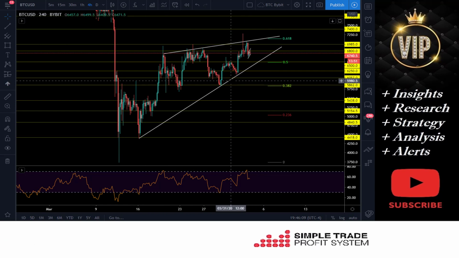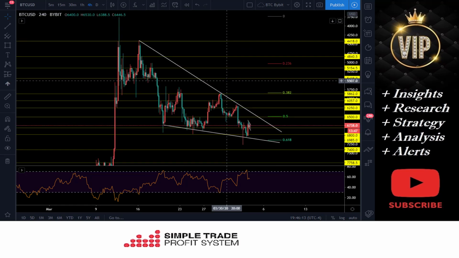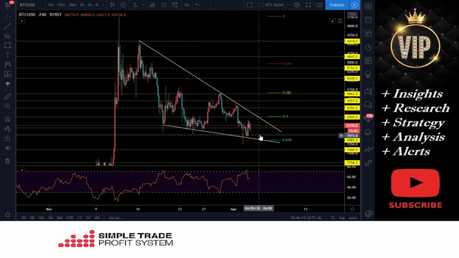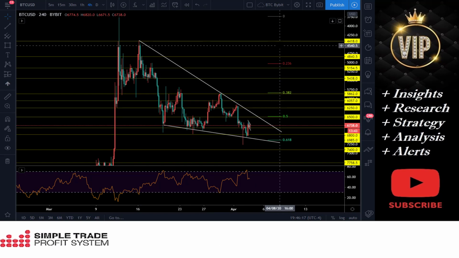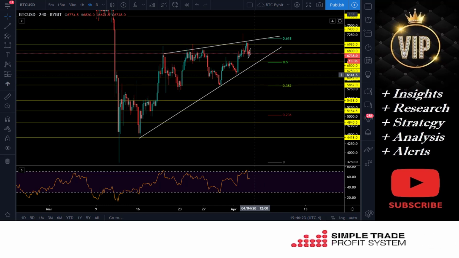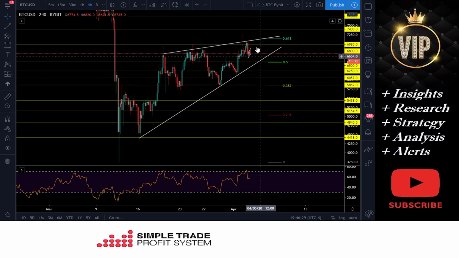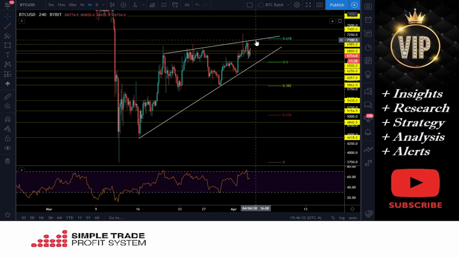Falling wedges, if this was inverse, and I will inverse it, if we were in a falling wedge, they tend to reverse to the upside. But right now we are in a rising wedge, so they're opposite. So a rising wedge typically breaks down. A falling wedge typically breaks up. So this is on the 4 hour. I see a rising wedge forming.